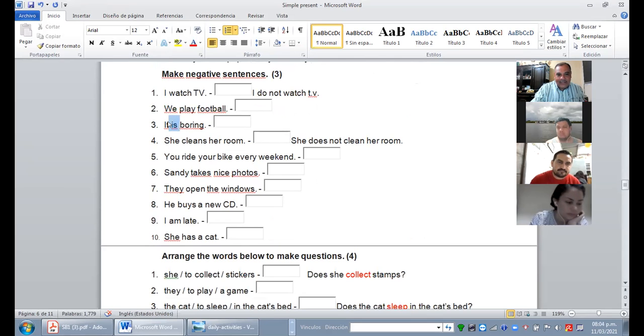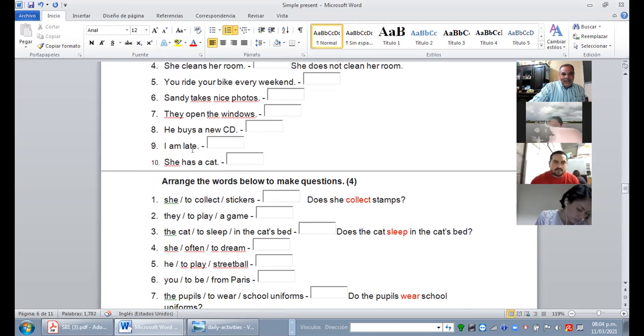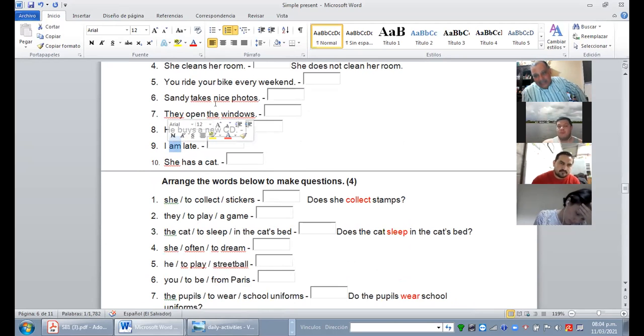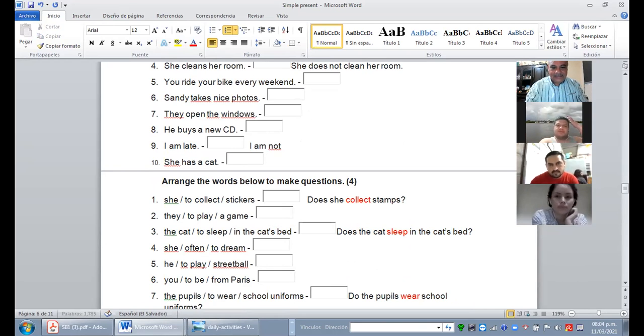Okay, the same happens here, with negatives. Here, what is the verb that they are using? Is. So the negative will be with that. What is the negative of this? Isn't boring. It isn't boring. Now here, can you see right here? The verb to be again. So for all the others, I'm going to use do or does in the negatives. But with the verb to be, I use the same verb to be. I am not late.